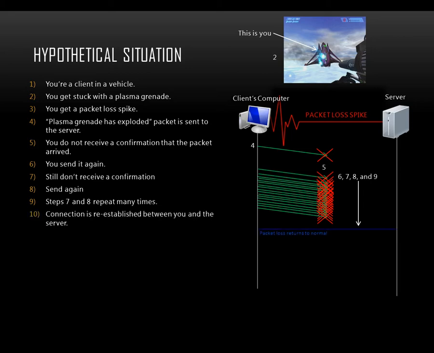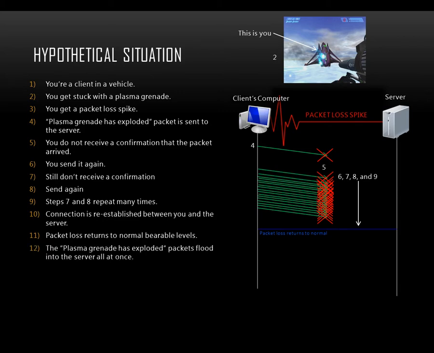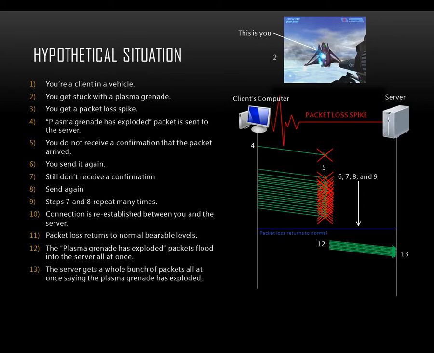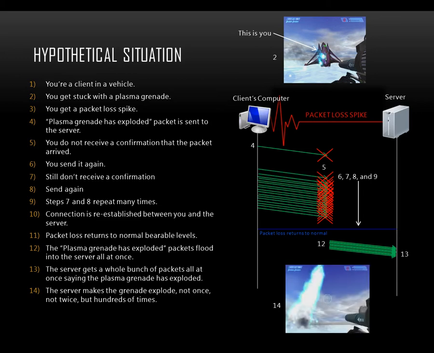Then, connection is reestablished between you and the server, and packet loss returns to normal bearable levels. Then, the plasma grenade has exploded packets flood into the server all at once. This is because they were kind of buffered, or they were kind of between you and the server, and then all of a sudden they all get there all at once, and the server gets all of these packets saying that plasma grenade has exploded. So what does the server do? Well, it doesn't make the plasma grenade explode once, or twice, but rather hundreds of times.